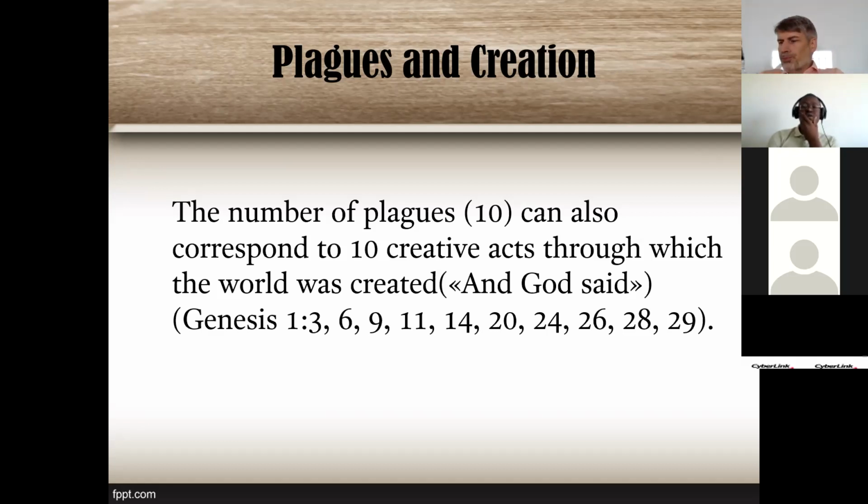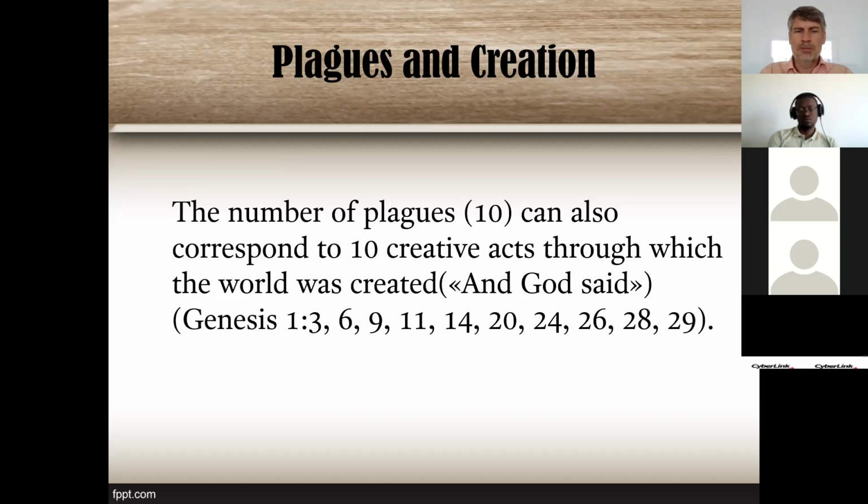Sorry, Prof, what could we say God is creating with the 10 plagues? So two ideas could be present here. The first idea is that God creates his people as a nation again when he brought them out of Egypt.